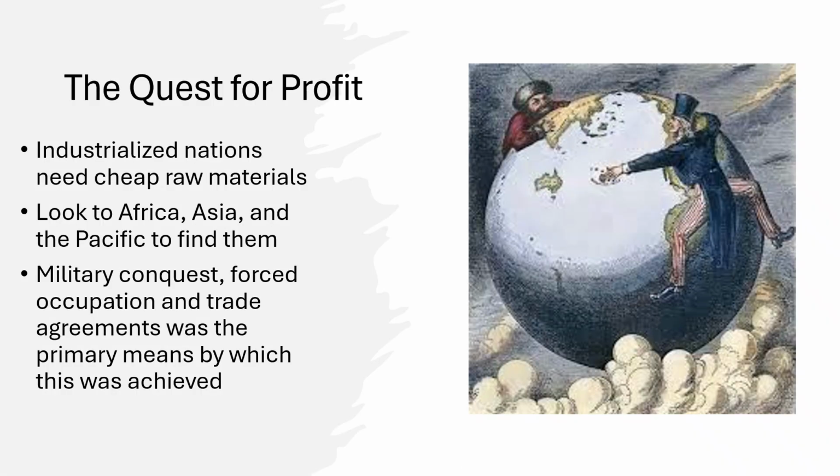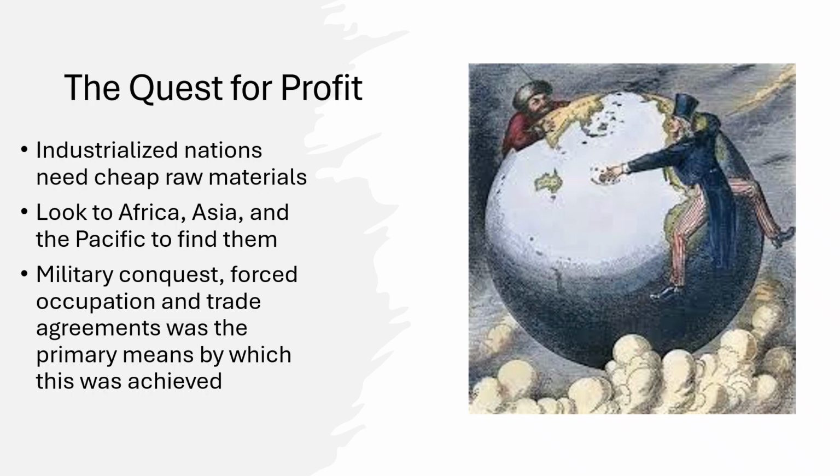So this quest for profit by industrialized nations in Europe, in the United States, in Japan, will really lead to forced military conquests. Their quest is really for raw materials needed for industrialization. Things like oil, rubber, palm oil, which was required for lubrication of large machinery, copper for conducting electricity, silver for both medicine and photography.